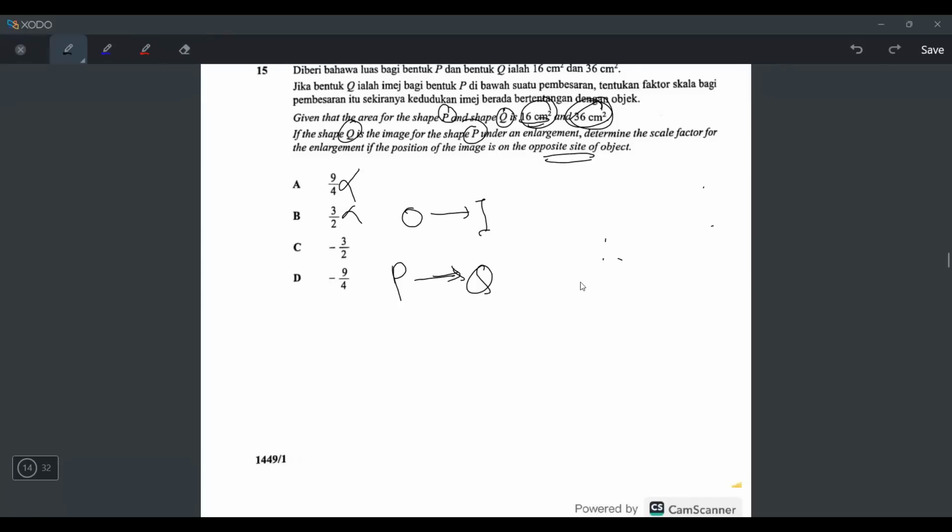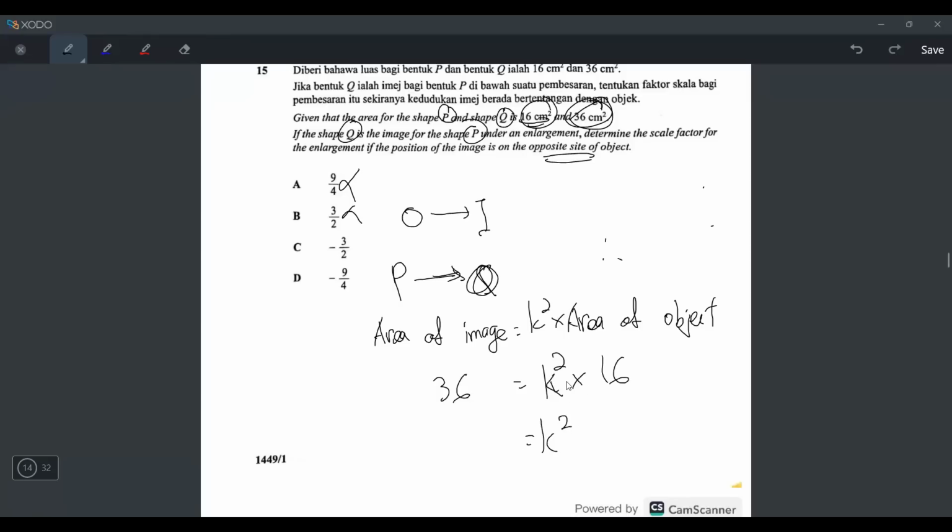So how to do it? I think I will use this formula. Area of image equals K square times area of object. You learn this formula in the combined transformation chapter, so remember this formula. So which one is the image, 16 or 36? Q is the image, so its area is 36. K square I'm trying to find, and then the area of object is 16. So K square equals 36 divided by 16. Let's press calculator. 9 over 4. And then K is equal to square root of 9 over 4, which is 3 over 2. But we already know it's not A and B. So the answer should be C.